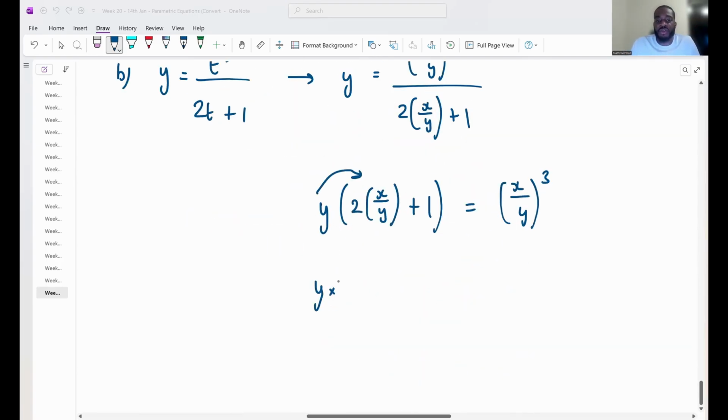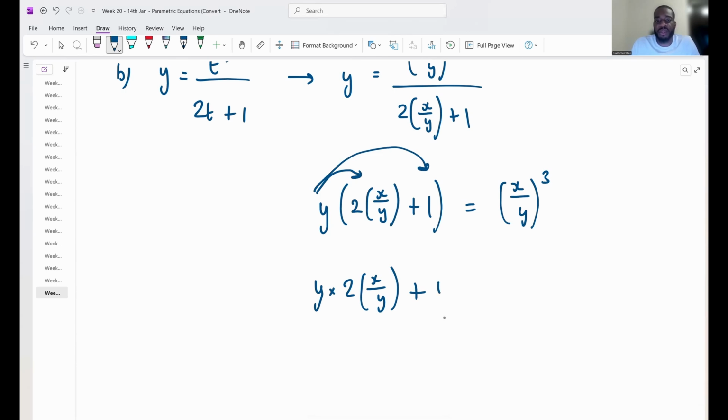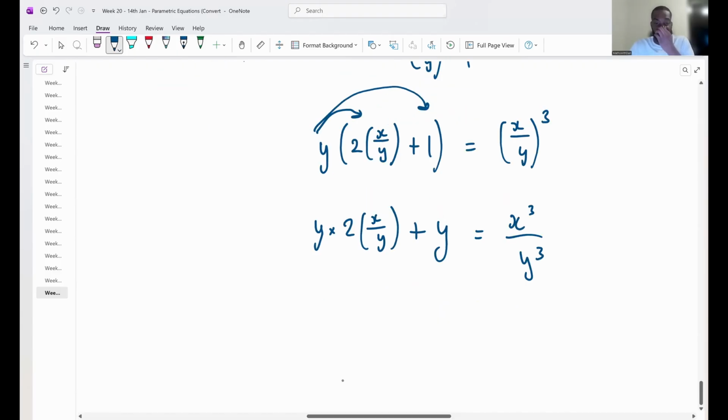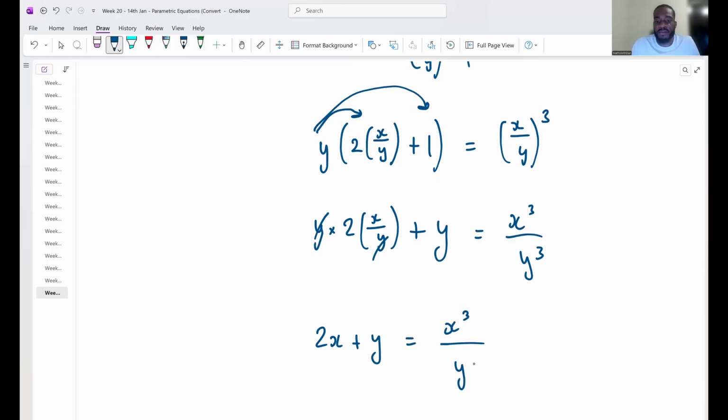So doing that one, it's going to be 2x over y, plus, and then these two, y times 1 is a y. And then that one is going to be x cubed over y cubed, isn't it? So let's tidy up the left-hand side. If I cancel the y's, that will cancel with that, isn't it? It's just going to be 2x plus y is equal to x cubed over y cubed.